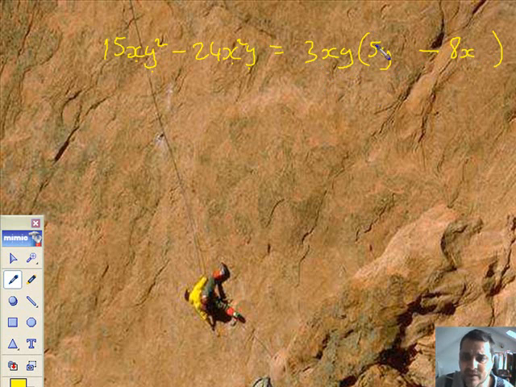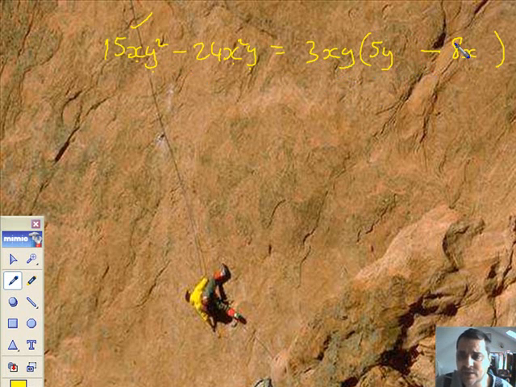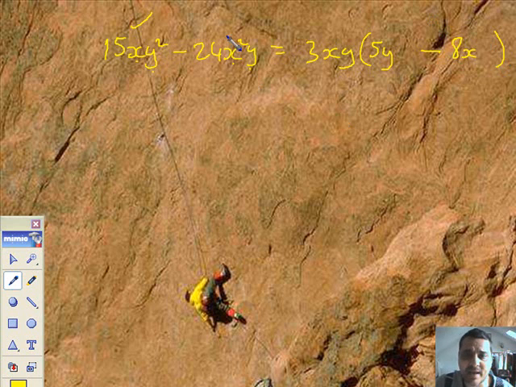Have a quick check. 3 times 5 is 15. X is on its own, fine. Y times y is y squared, checked. 3 times 8 is 24, but it's negative, that's alright. X times x, x squared. Y times this expression will give me a y at the end there, so that's correct. Done.